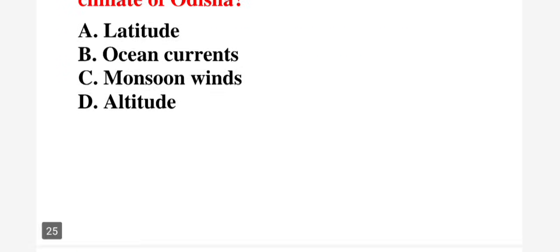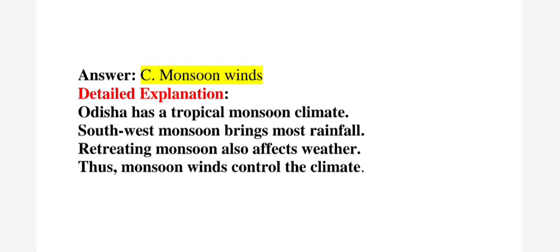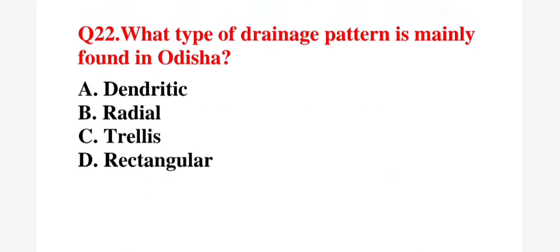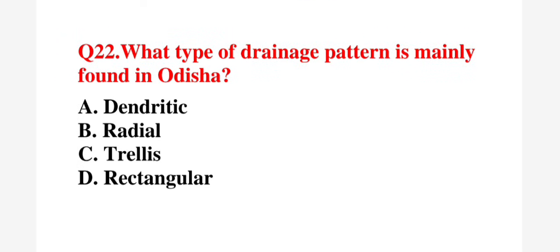If we talk about monsoon winds in Odisha, Odisha has a tropical monsoon climate, and the southwest monsoon brings most rainfall, and the retreating monsoon also affects the weather to some extent. Thus monsoon winds control the climate of Odisha. So let us move to the next question, that is question number 22.